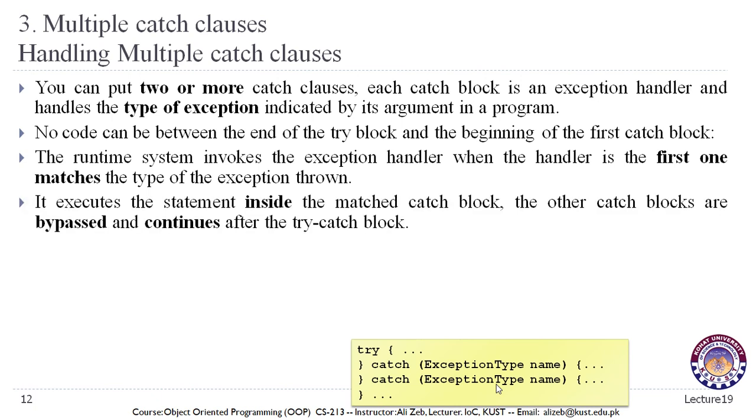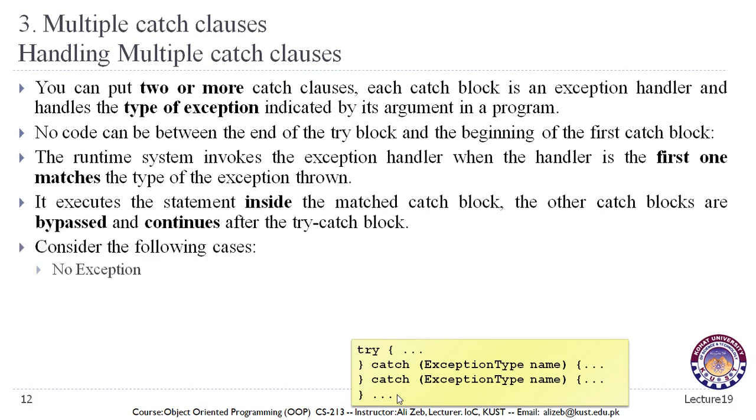It executes the statement inside the matched catch block. The other catch blocks are bypassed and execution continues after the catch blocks. So for example, if you are using multiple catch blocks and the exception has been handled over here, then the following catch blocks will be ignored, these will be bypassed, and whatever code is after the catch blocks will be executed.